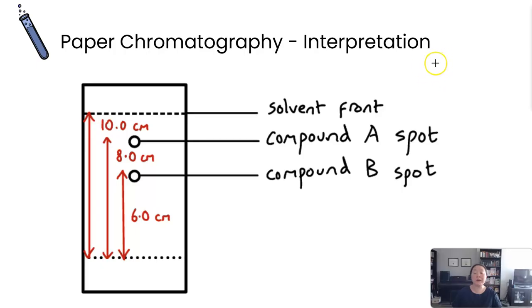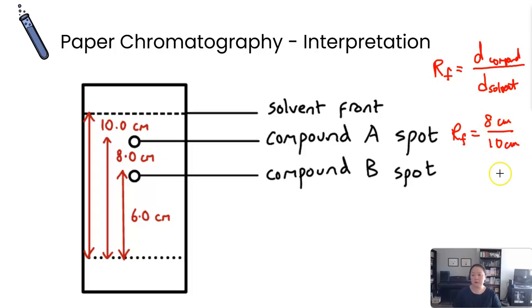Then you're going to calculate something called the Rf, which is the retention factor. Your retention factor is going to be the distance of your compound of interest over the distance of your solvent. So, for example, your Rf, your retention factor for compound A, is going to be 8 centimeters over 10 centimeters, so that's going to be 0.8.